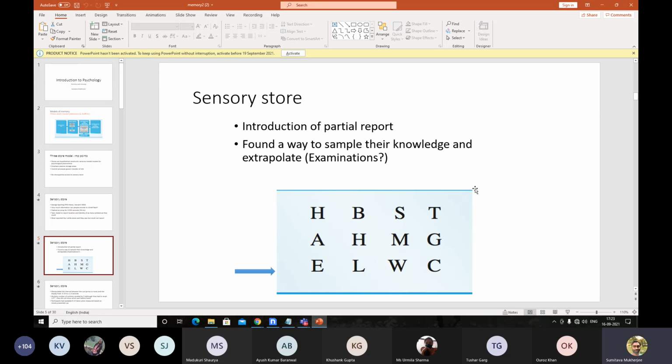Any hunch? 2 or 3? Even better if you can say why you think so, but at least the hunch of how many. Here you see 4 into 3, which is 12 letters, and these are random letters. I flash that for 50 milliseconds on the screen, and I tell people immediately after that to recollect as many as they can.